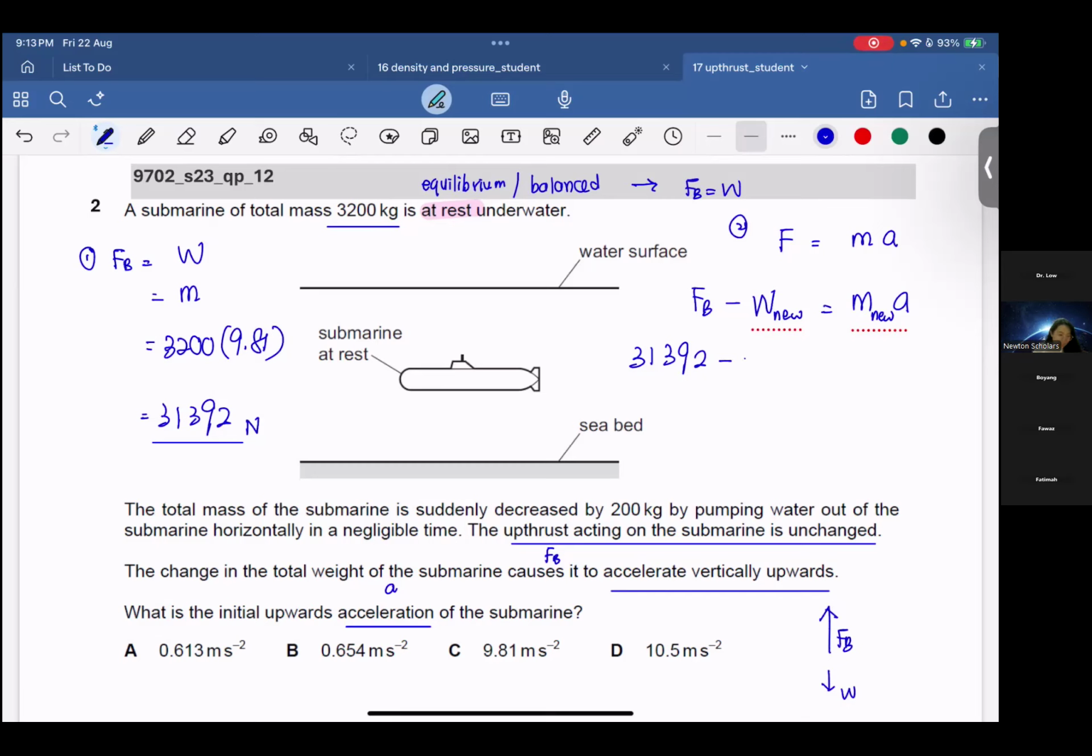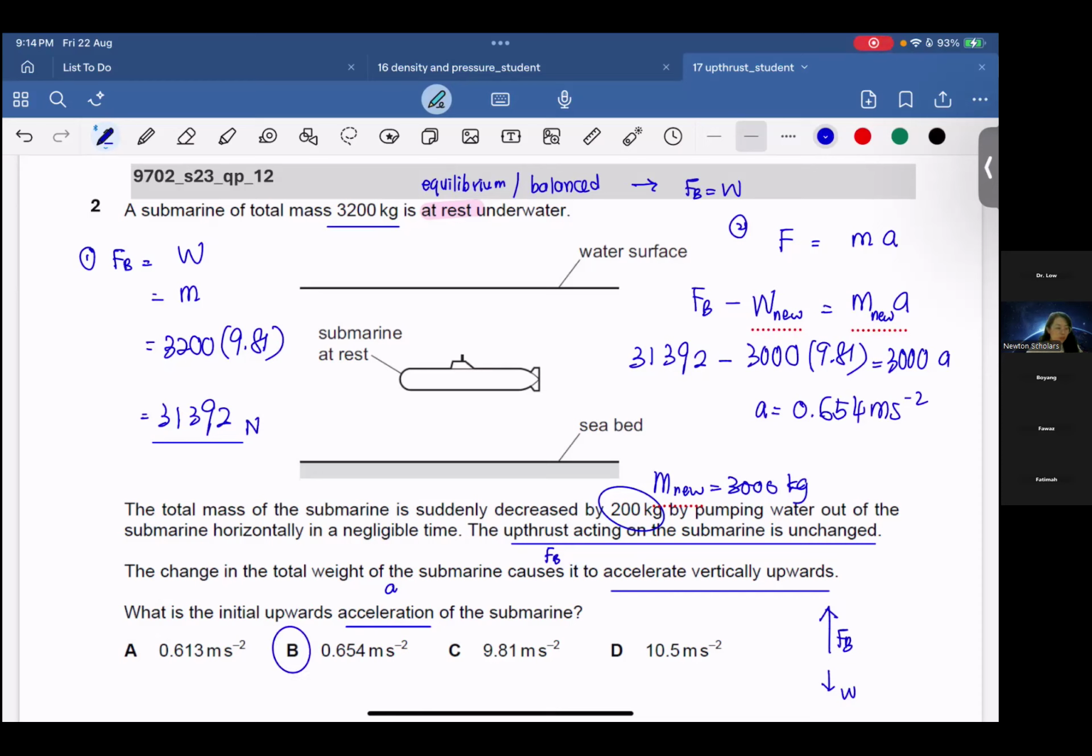Okay, the new weight. The starting mass is 3200. It decreased by 200, so your new mass right now becomes 3000. So here 3000 times 9.81 is your new weight, because the mass now becomes 3000 only, since we decreased 200 kg. So your answer should be 0.654 m/s^2. Your answer should be B.